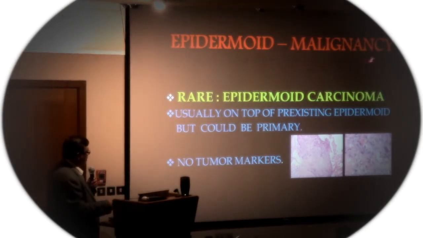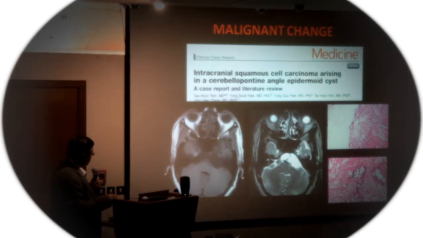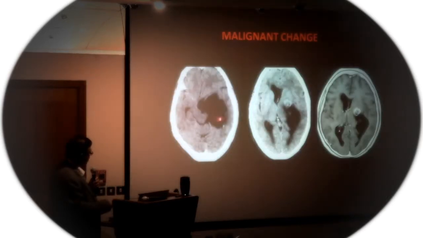Can they turn malignant? Yes. Benign tumor, they can turn malignant. And they call it epidermoid carcinoma, either de novo or on top of a benign one. And the serious thing is that there are no tumor markers that can tell you. This is one case of reported carcinoma that looks like benign, but it tends to be malignant. And another case, after treatment, it came back and increased malignant.